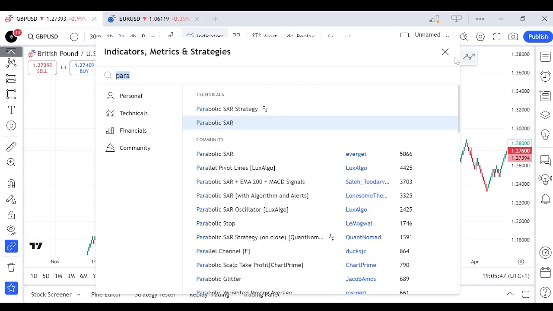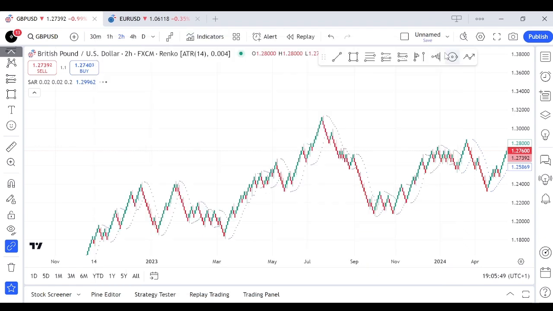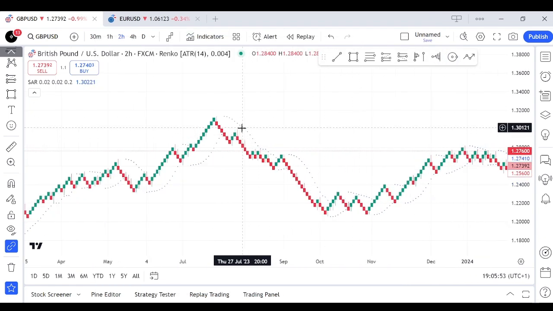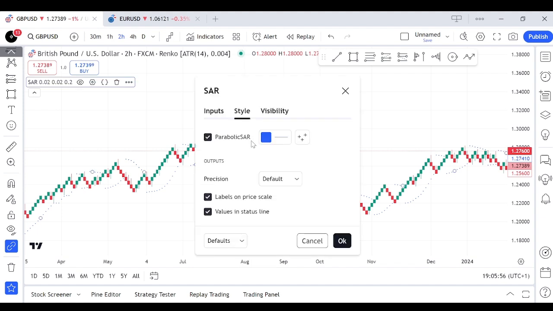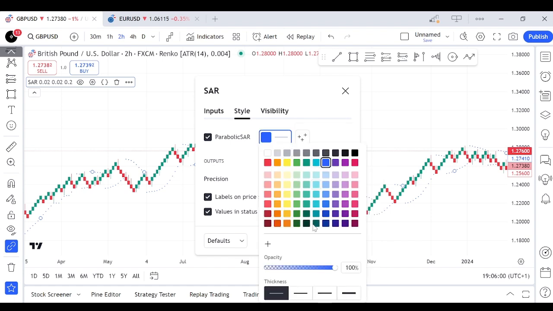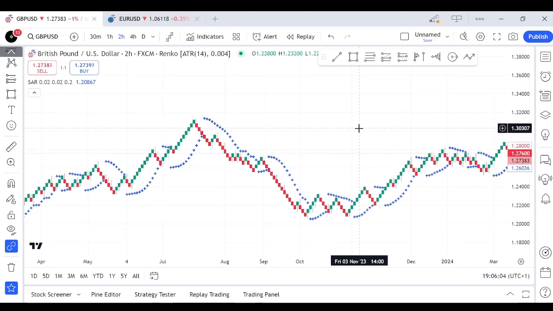So the parabolic SAR indicator, and this is the parabolic SAR indicator. Let me just edit this to make them more visible.